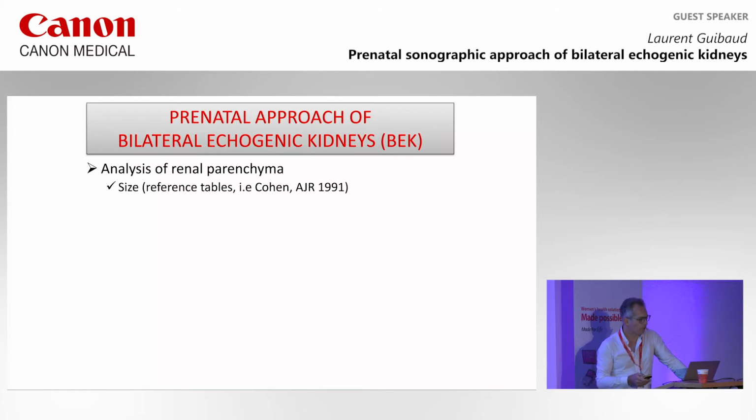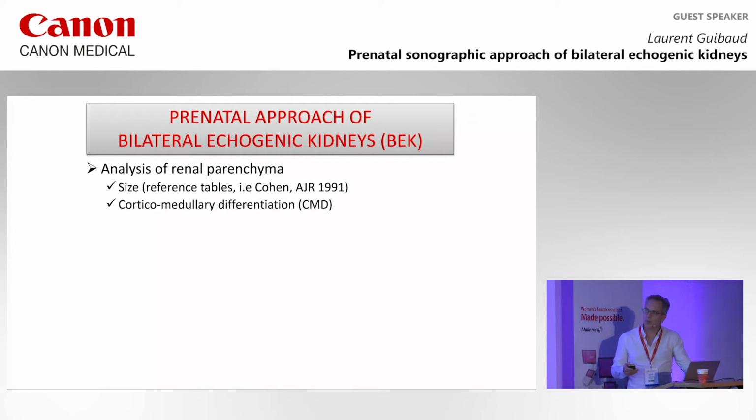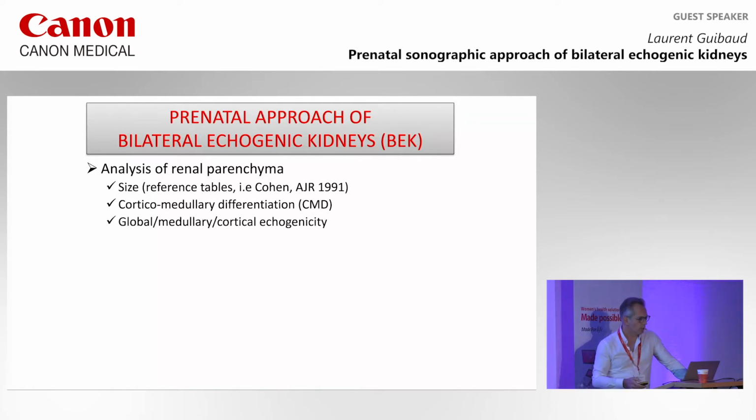So first of all, analysis of the renal parenchyma. You have to know the size. It can be large kidneys, it can be small kidneys, it can be kidneys normal for the age. You have to look at the corticomedullary differentiation. That means that it can be all echogenic, but the echogenicity can be on the medulla or in the cortex.